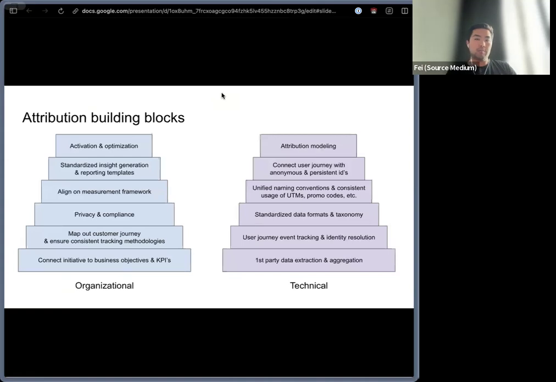So what are the building blocks of attribution, right? And this is generally applicable to MMM as well, but some of it is more specific to MTA on the technical side. So there are two aspects, right? One is organizational or cultural, right? So this is human beings having to sit in a room. Computers can't help you with that, right?